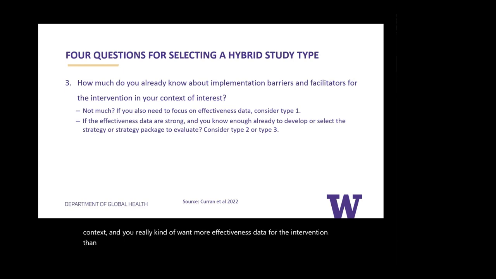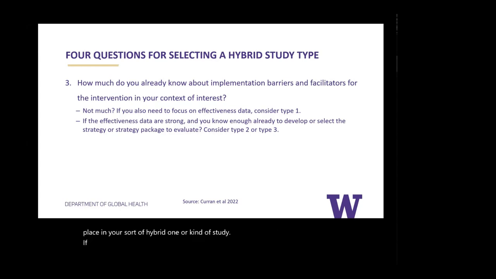more toward that hybrid 1 end of the continuum, where effectiveness is given primary emphasis, but you're going to use that implementation aim to assess what some of those barriers and facilitators are to moving this into routine practice, or outside of the controlled context in which intervention delivery and receipt is taking place in your hybrid 1 kind of study.